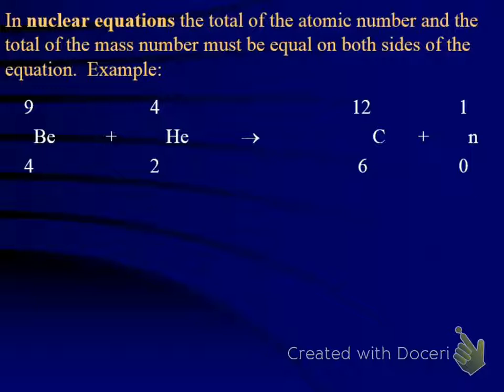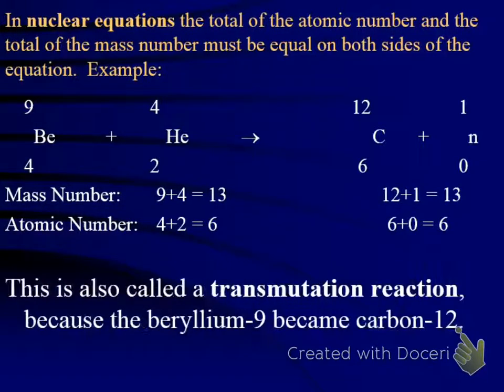In nuclear equations, remember we have to have the top and the bottom add up on both sides. If we look at this particular one, where we have a beryllium plus helium and we turn it into carbon and a neutron: if you can't get your nuclear equation to balance, sometimes we have to throw a neutron in there, because this reaction released a neutron. We add up to 13 on the mass number on both sides, so we're good. And we add up to 6 on the atomic number, so we're good.